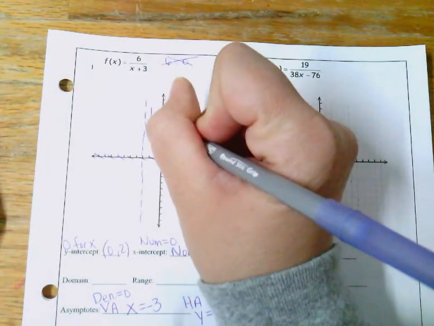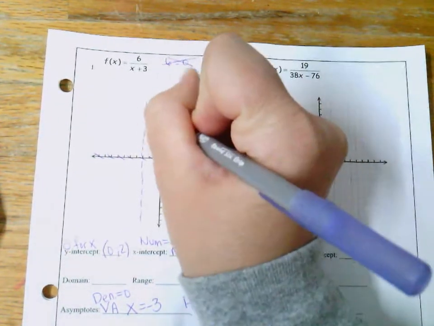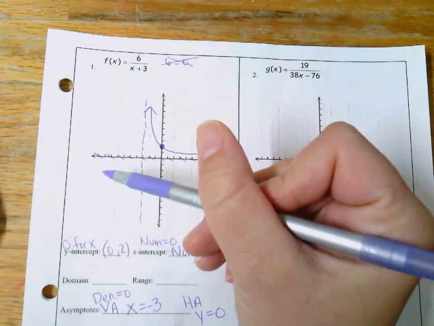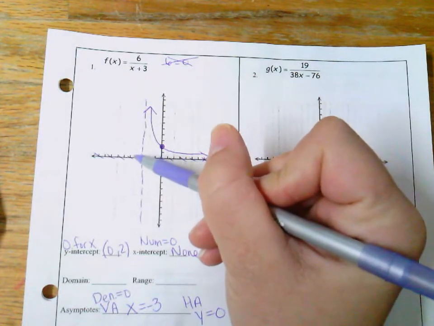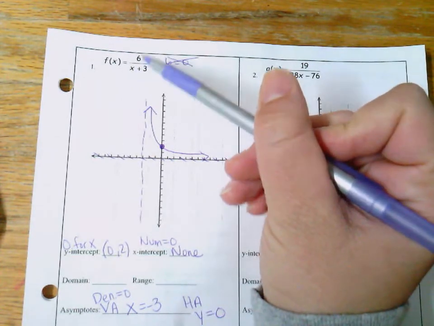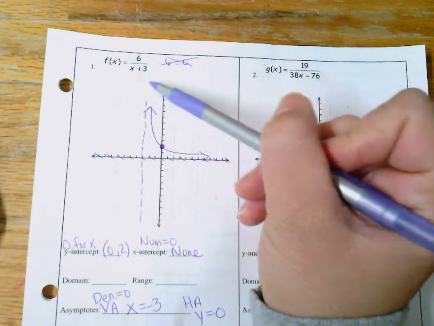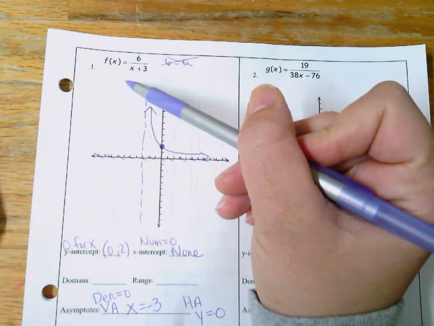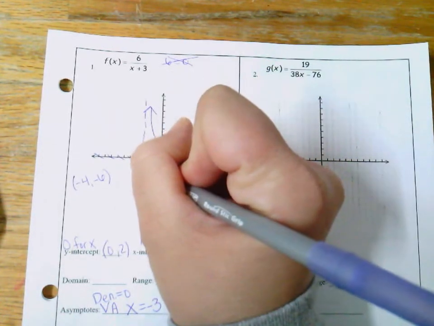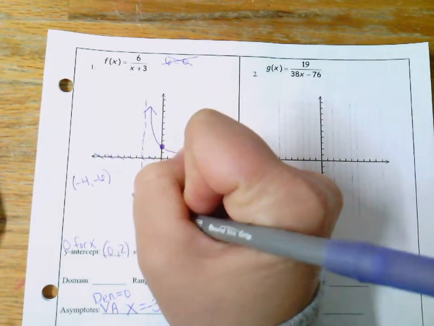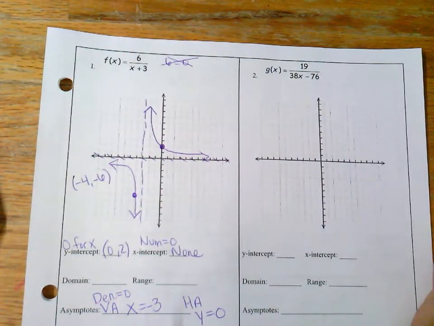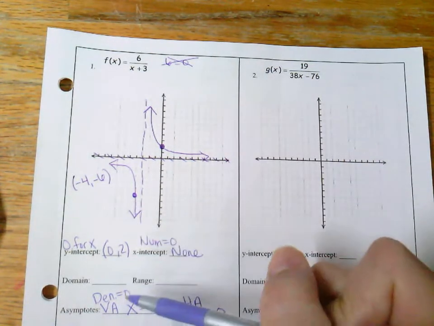I can see that this part of the graph must curve through the y-intercept. My guess is that this part of the graph is down in this region, but I should plug in a point like negative 4 into the original function to see what happens. When I plug in negative 4, I get 6 divided by negative 1, which is negative 6. So at negative 4, my graph is at negative 6. So this part of the graph is going to curve in this region. So there's my function.